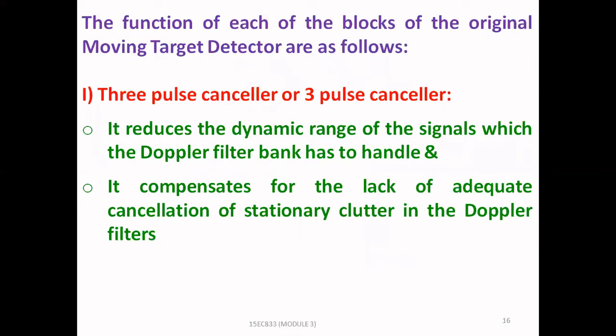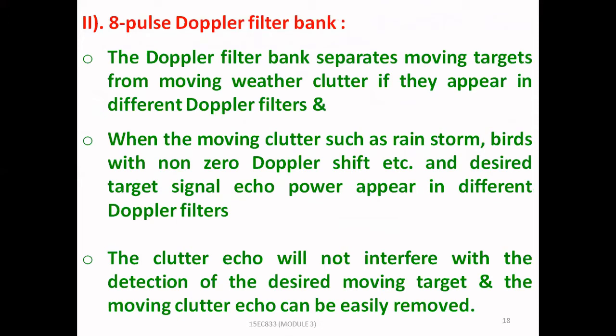The function of each of the blocks of original moving target detector are as follows. First one, 3 pulse canceller. It reduces the dynamic range of the signals which the Doppler filter bank has to handle, and it compensates for the lack of aggregate cancellation of stationary clutter in the Doppler filters. 8 pulse Doppler filter bank. The Doppler filter bank separates moving targets from moving weather clutter if they appear in different Doppler filters, and when the moving clutter such as rainstorm, birds with non-zero Doppler shift, etc., and desired target signal echo power appear in different Doppler filters.